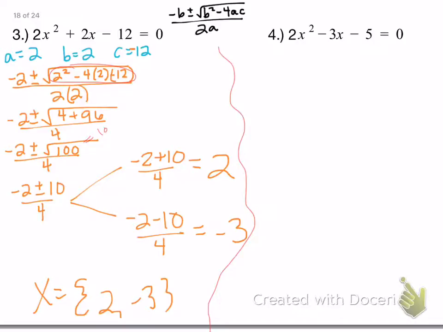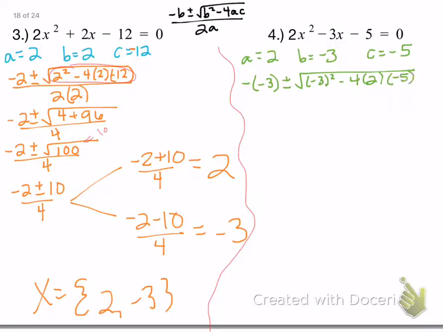My first step, I'm going to find what my A, B, and C are. So A is 2, B is negative 3, and C is negative 5. Well, let's go ahead and plug it into our equation. So we have negative B, which is already negative. Then we've got plus or minus our radical. Negative 3 squared minus 4 times our A, which is 2, times our C, which is negative 5, all over 2 times A, which is 2.